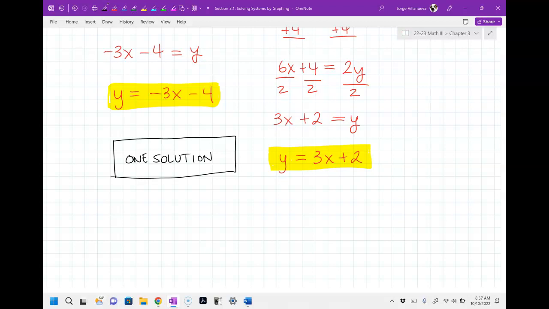These are all graphing problems. They want you to solve each system by graphing. Use Desmos as needed. Again, they're hoping you don't, but you can if you want to. But it's always best to try to make sure that you can graph it on your own. Okay? Solve by graphing.